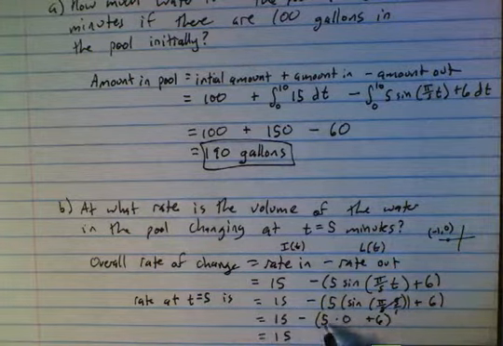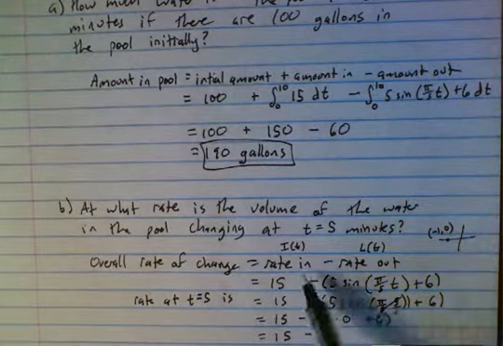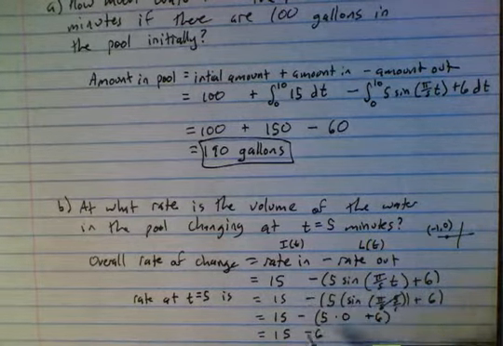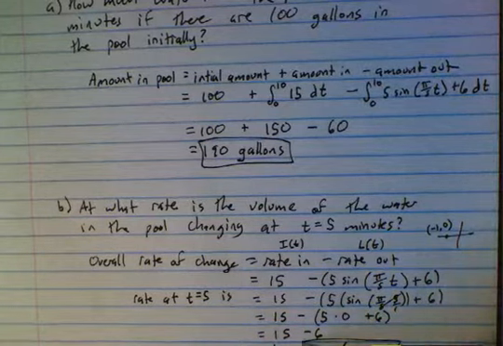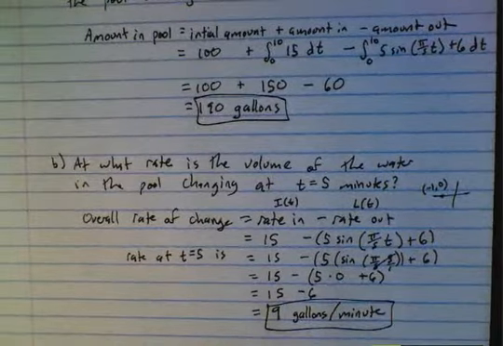So we have 15 minus 5 times 0 is 0. 0 plus 6 is 6. 9, and then our units are the same. We didn't do any multiplication or division that would change the units, so it's just the original units that we had for the rates, gallons per minute. And there we go.